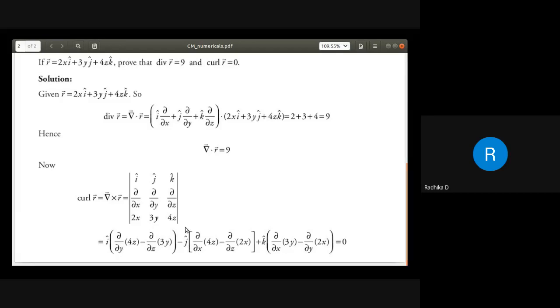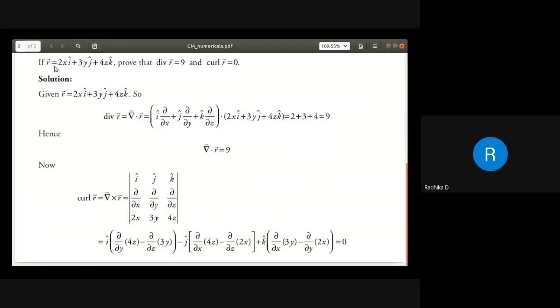Very nice form. Everywhere, none of these depend on the variable I am differentiating with respect to. ∂/∂y of 4z is 0, ∂/∂z of 3y is 0, ∂/∂x of 4z is 0, ∂/∂z of 2x is 0, ∂/∂x of 3y is 0, ∂/∂y of 2x is 0. That means 0i minus 0j plus 0k. I end up getting 0. So the curl of the vector r turned out to be 0.